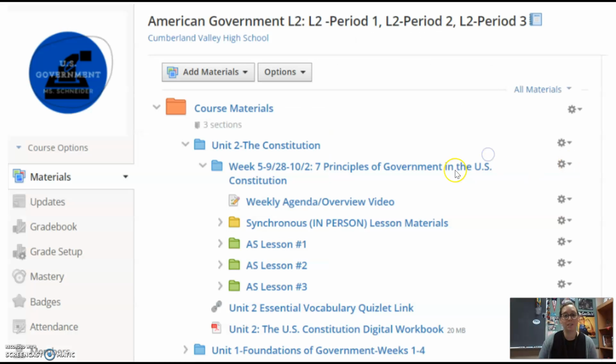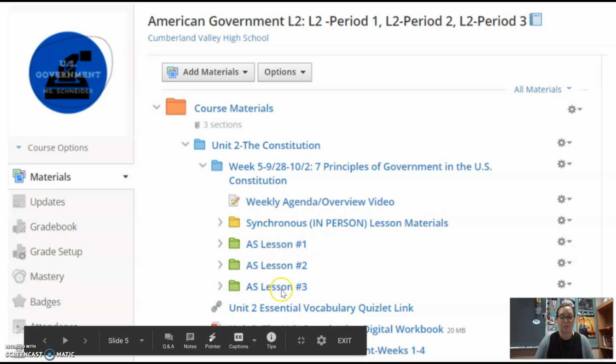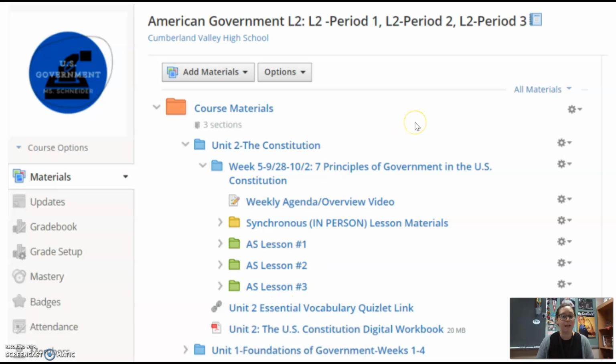So classwork. This is how my Schoology materials page looks for students. You'll see course materials. Underneath that, we'll have our most recent unit at the top, and then everything will be divided up by weeks. In every week, every Monday by 7:30, I post the week's materials. I have a weekly agenda and overview video that kids can look at to help them figure out what they're doing that week. Again, all in-person lesson materials, as well as our 3 asynchronous lessons. All of that is in my course materials folder on Schoology.